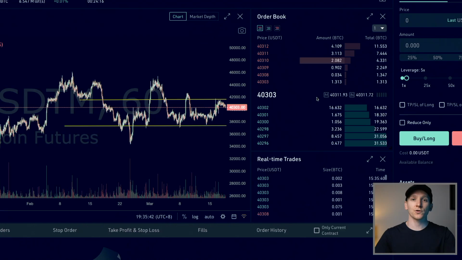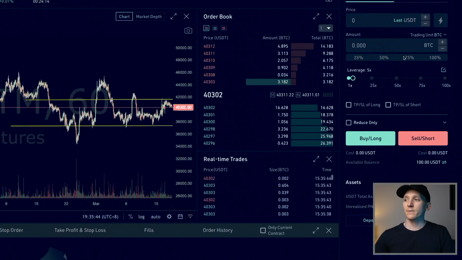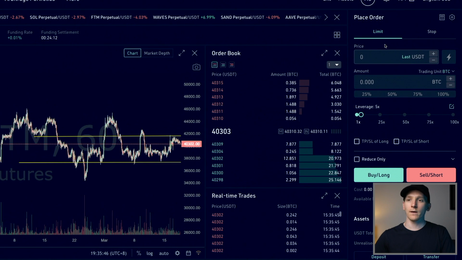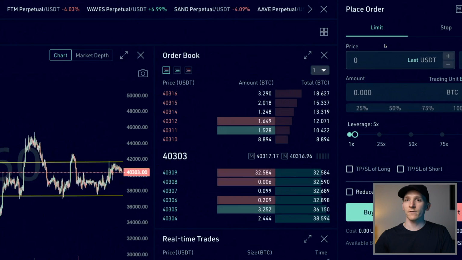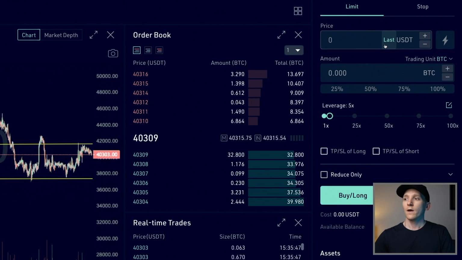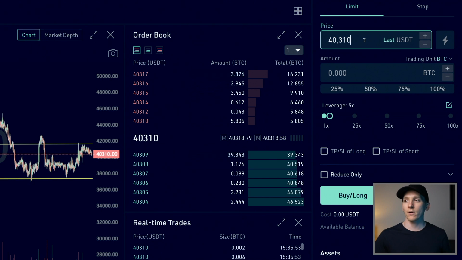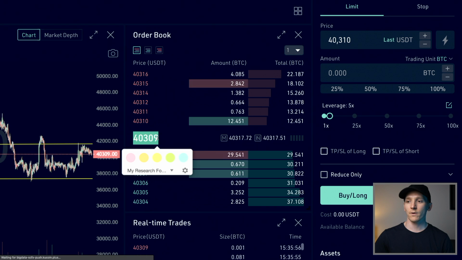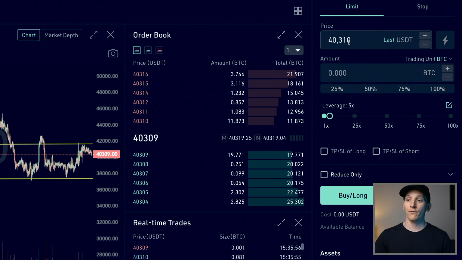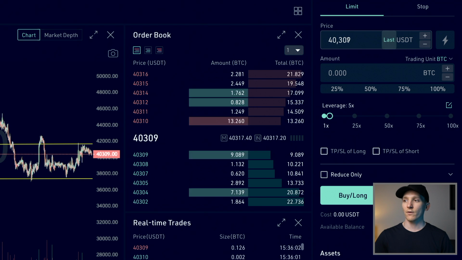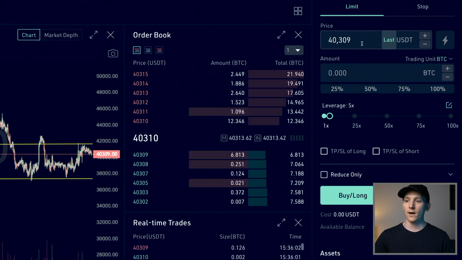What I'm going to get onto now, though, is putting an order in and all the different ways you can do that with futures trading. So on the right-hand side, this is where we put in our orders on KuCoin. I'm just going to zoom in here so you can see. The first thing is we can press this button right here, and that gives us the last traded price. You can see this is the Bitcoin price right here, 40,309. If you keep clicking last, then obviously it's going to go to that amount.